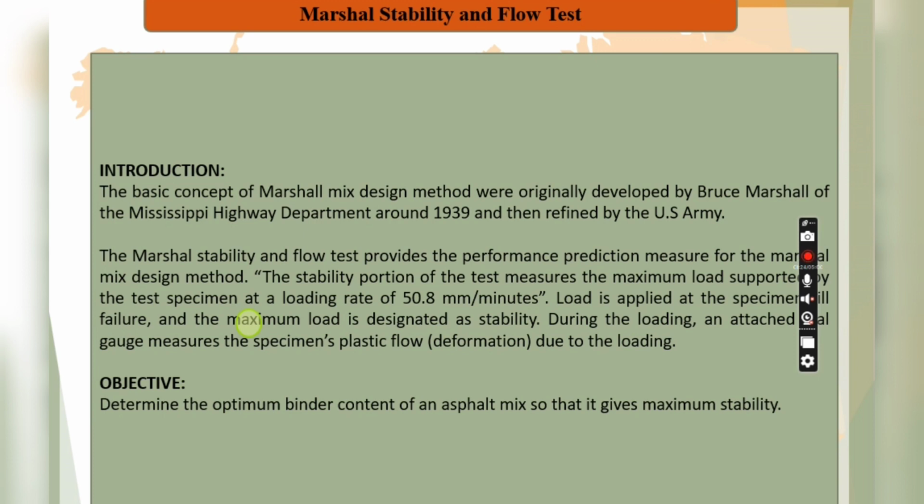The Marshall stability and flow test provides a performance prediction measure for the Marshall mix design method. The stability portion of the test measures the maximum load sustained by the specimen at a specified loading rate. The standard rate at which we apply the load is 50.8 millimeter per minute. The load applied until failure, and the maximum load is defined as the stability.